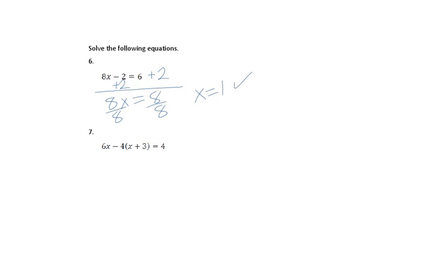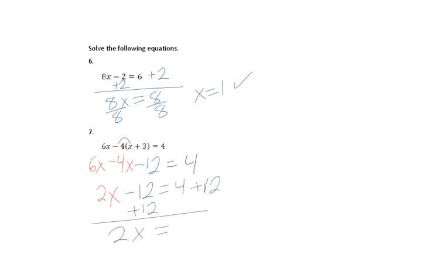Question 7, I'd like to distribute negative 4. So that's going to become negative 4x minus 12. Still have the 6x, still equal to 4. 6x minus 4x is 2x, minus 12 equals 4. We can add 12, so 2x equals 16. And then divide by 2, so 16 divided by 2 is 8.